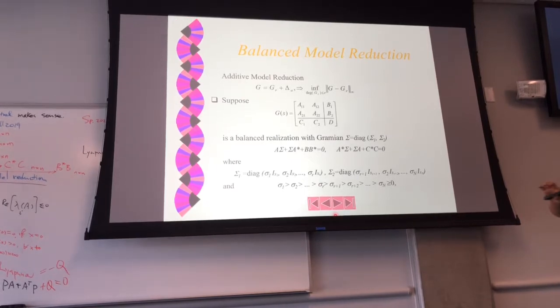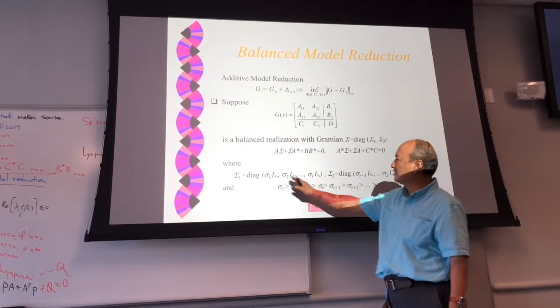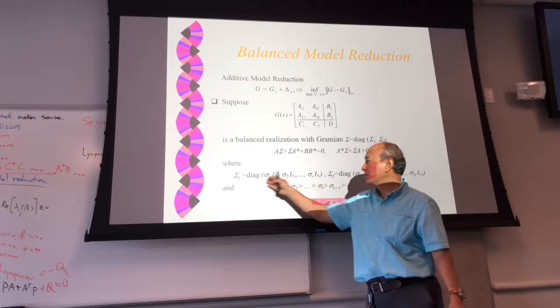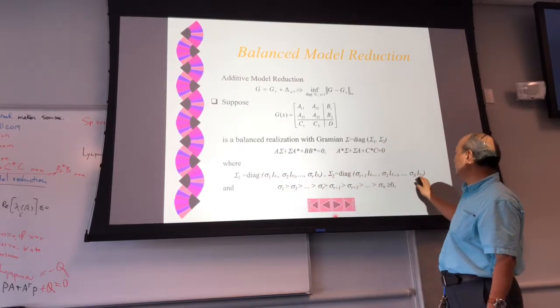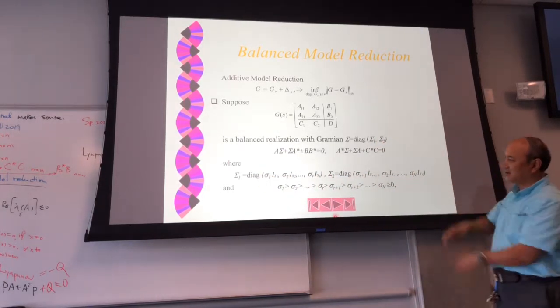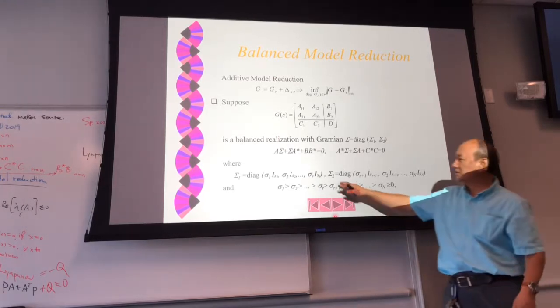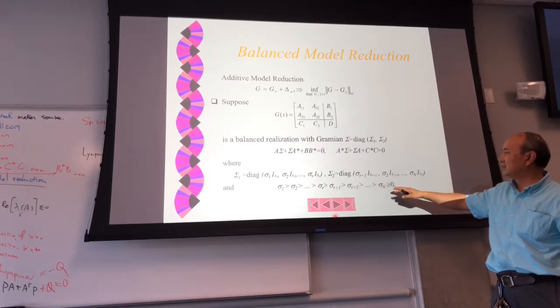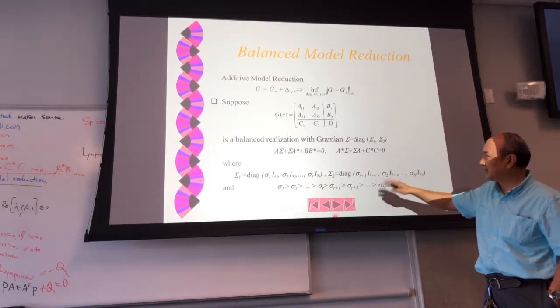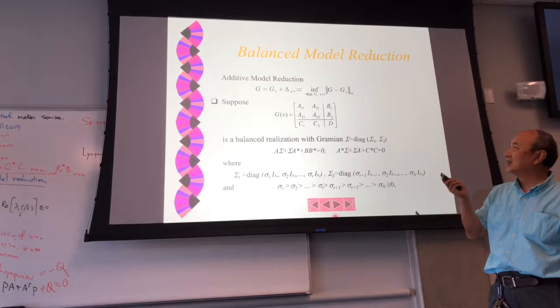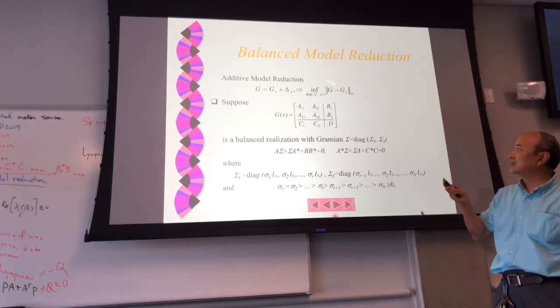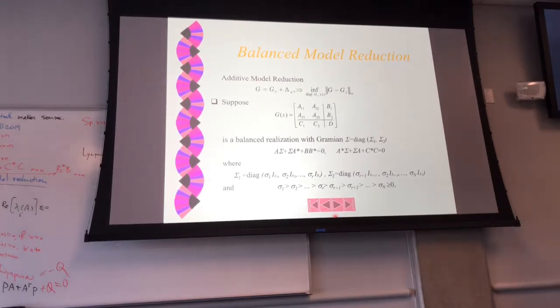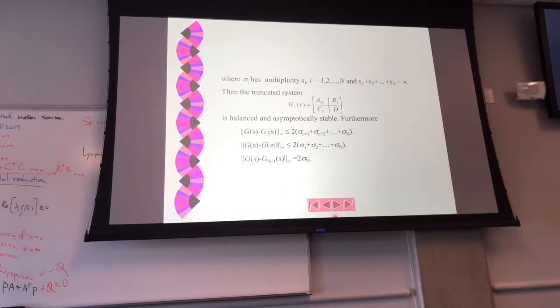So you split the system in 2 parts. One is 1 to R, that we want to keep. R plus 1 to N, that we want to truncate. And we also know the notation here, we use this decreasing manner. So the next question is, how big is this? How big is this? So the next slide will give you this beautiful result.